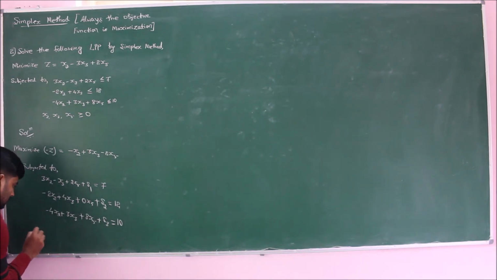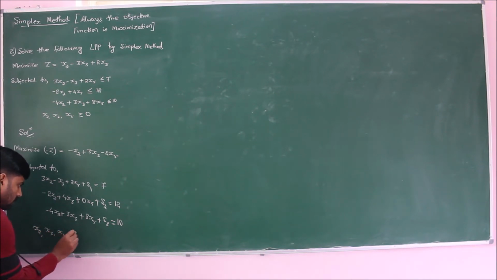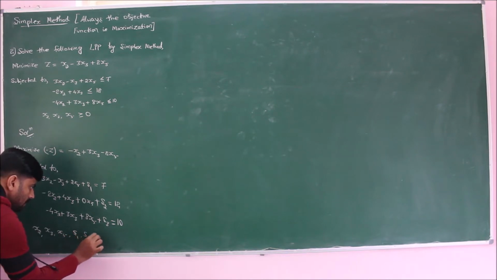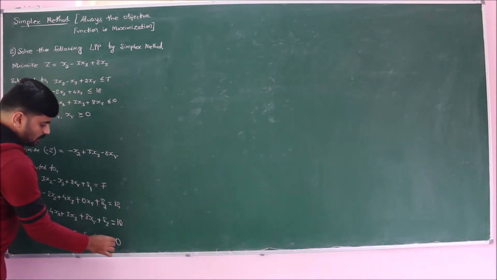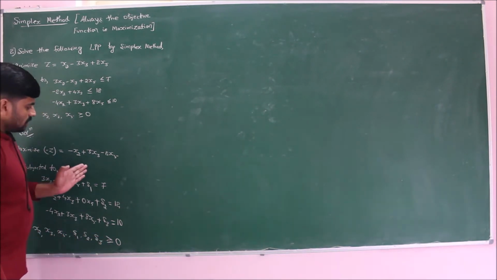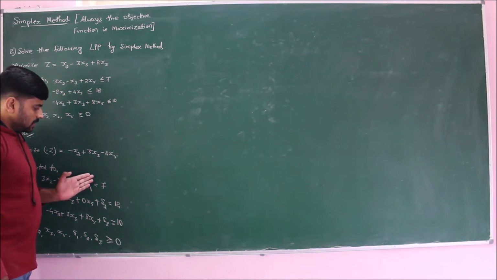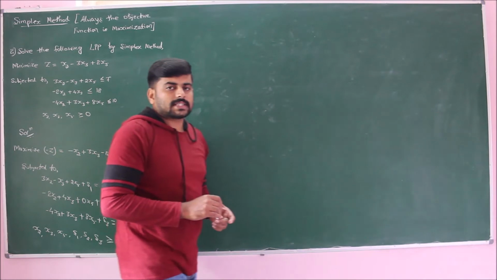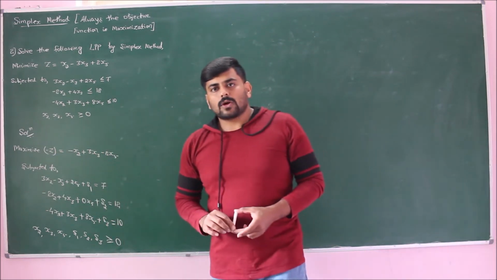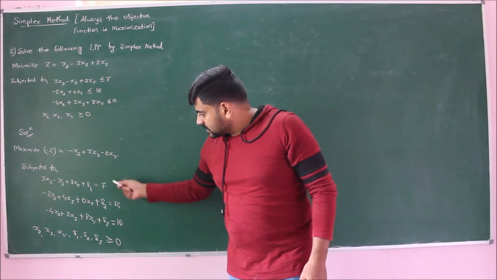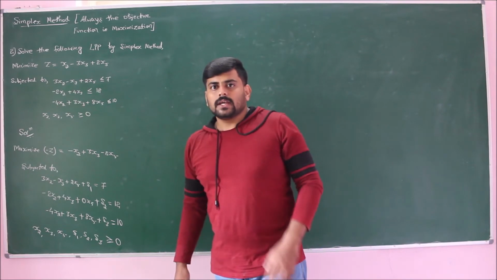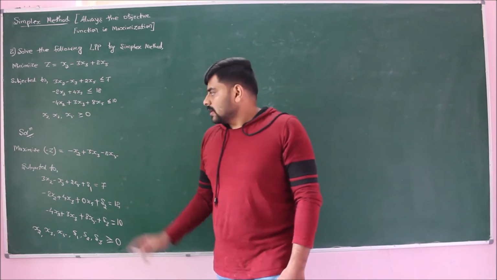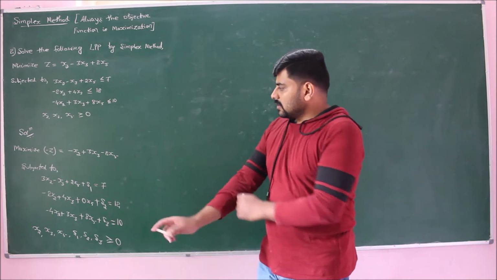Now the non-negativity constraint is x2, x3, x5 and slack variables s1, s2 and s3 are all greater than or equal to 0. And also, coming to the first rule for the standard representation of a linear programming model, the RHS of these linear equations are all positive. So this is the standard representation of the given linear programming model. Now let us move on.